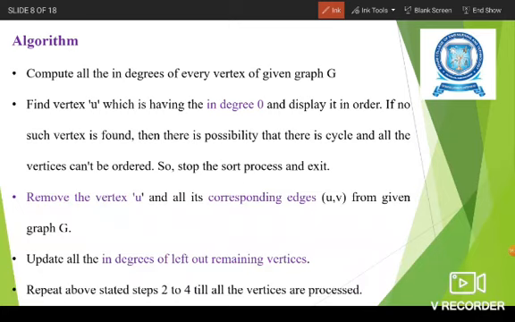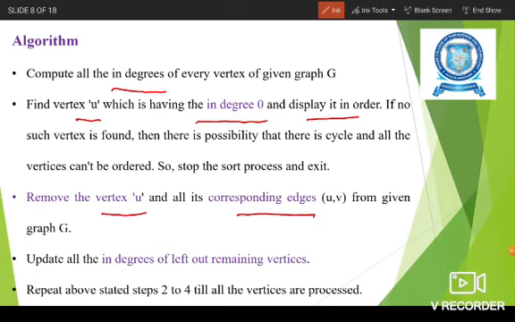In the first step, we have to compute all the nodes' integers. In the second step, we have to find one vertex. The condition is its integrity must be 0 and it is added in the output. Once it is added in the output, you have to remove that vertex from the graph. Not only the node is removed, its corresponding edges are also removed.